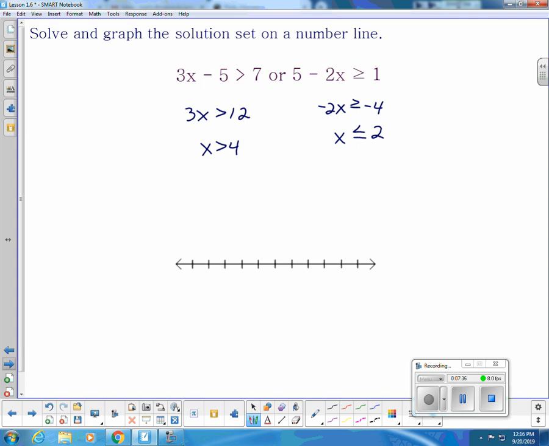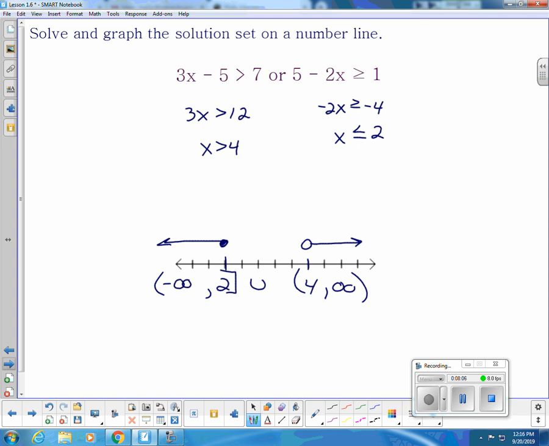So if I grab those on the number line, I am less than or equal to 2, and I'm greater than 4. So it's split. When you have an or, you are going to be dealing with a union. Ors signify union, so you should have a union.